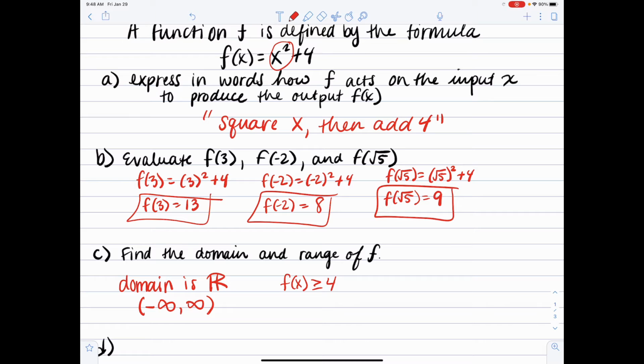So you can write the range of f like this: any value of y, which is f of x, it's the same thing, but y has to be greater than or equal to 4, just like that. Or you can write it like we did the other one with intervals: 4, including 4, up to infinity. So that's the range.